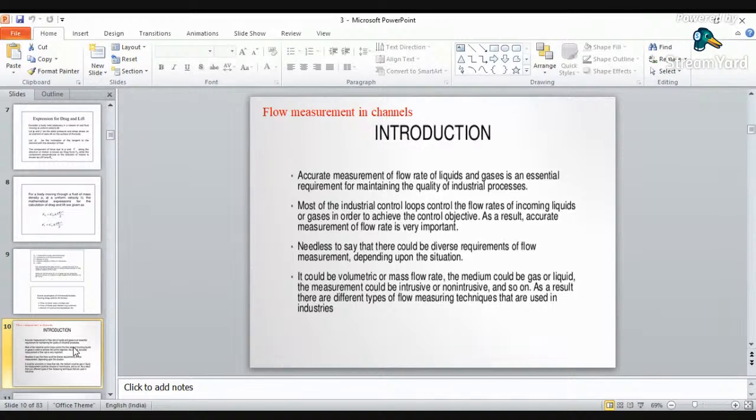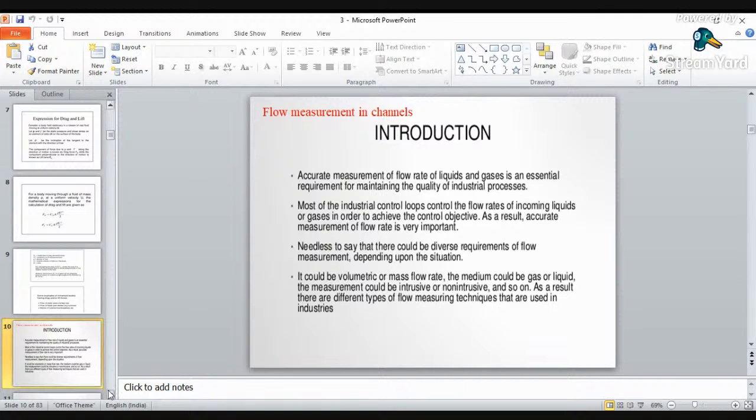Now, accurate measurement of flow rate is essential for maintaining the quality of industrial processes. Most industrial control loops control the flow rates of the incoming liquid or gas in order to achieve the control objectives. As a result, accurate measurement of flow rate is very important.